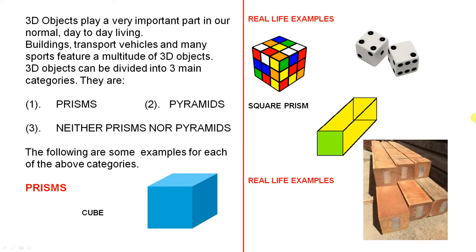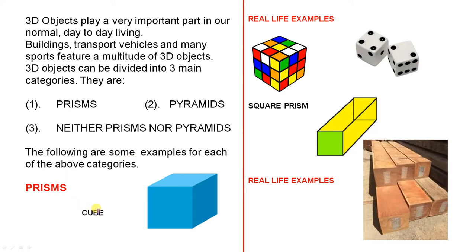3D objects can be divided into three main categories. They are prisms, pyramids, and a third category which we'll call neither prisms nor pyramids. Let's look at the prisms first. So the following are some examples for each of the above categories. So the prism is first.